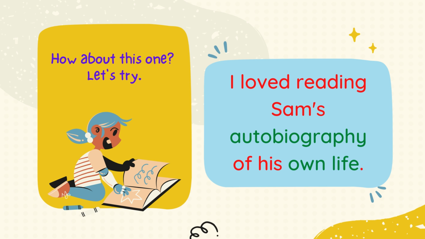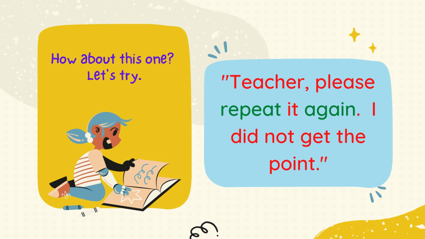Okay? I loved reading Sam's autobiography of his own life. When you say autobiography, you refer to something written, a written form of one's own life. So there's only one of these two that we have to use. Autobiography already refers to his own life. So we may say, I loved reading Sam's autobiography, full stop. It's understood.